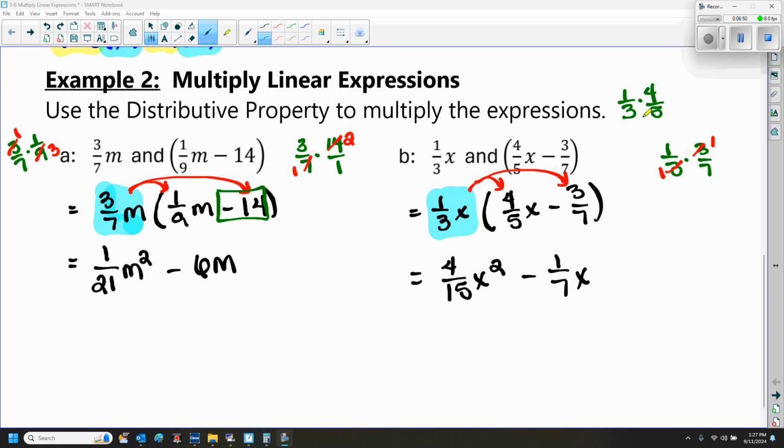So 1/3 times 4/5, you can see you can't simplify any of that. So that's just going to be 4/15. And then this is x times x, which is x squared. And then we've got 1/3 x times negative 3/7. So I do the 1/3 times 3/7, that gives me 1/7. And then we bring the x down because it's just times x.